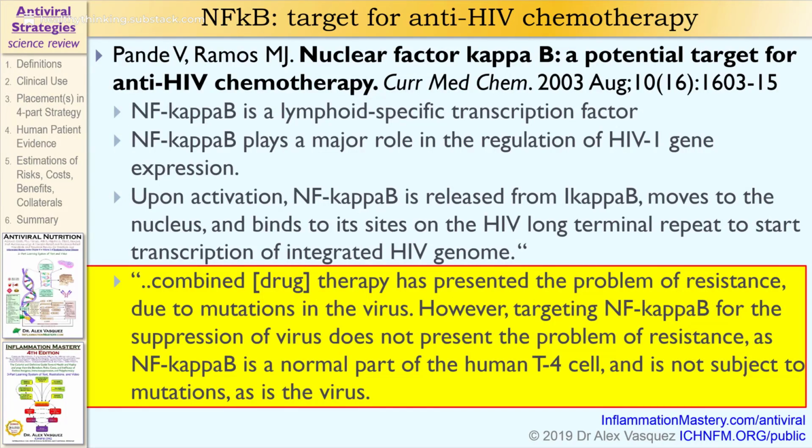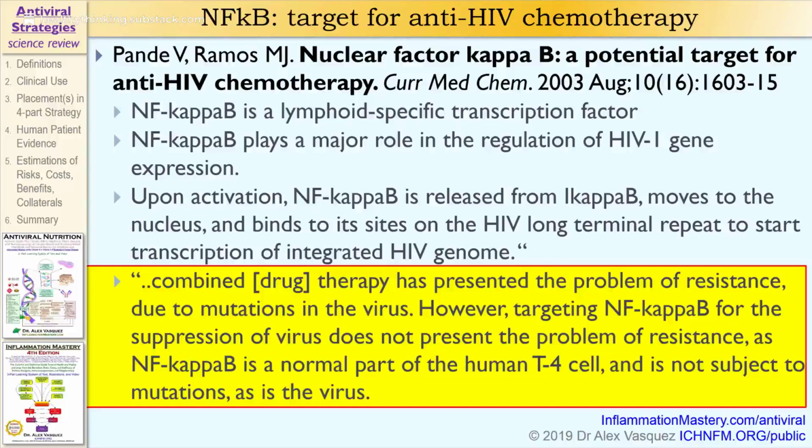Combined drug therapy has presented the problem of resistance, and that is resistance by the virus because the virus mutates to evade restriction by antiviral drugs. The authors go on to say, however, targeting NF-kappa B for the suppression of the virus does not present the problem of viral resistance because NF-kappa B is a component of the human biological machinery, so it doesn't have the same ability to mutate, nor would it have that ability in the same way that viruses do.